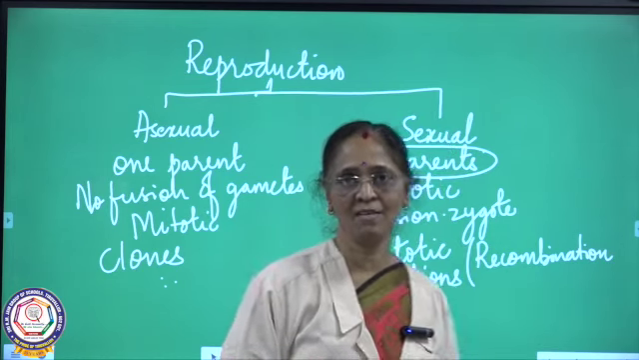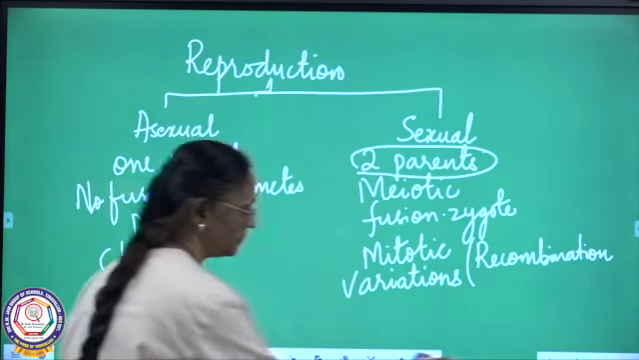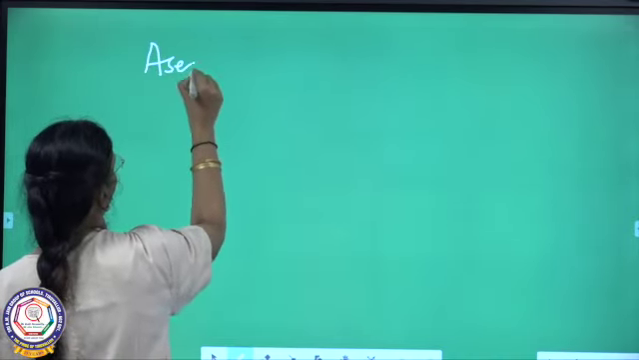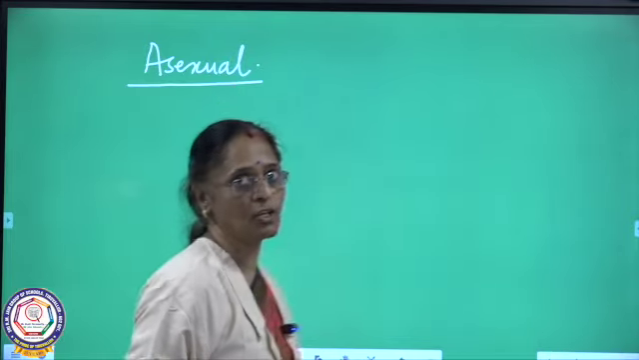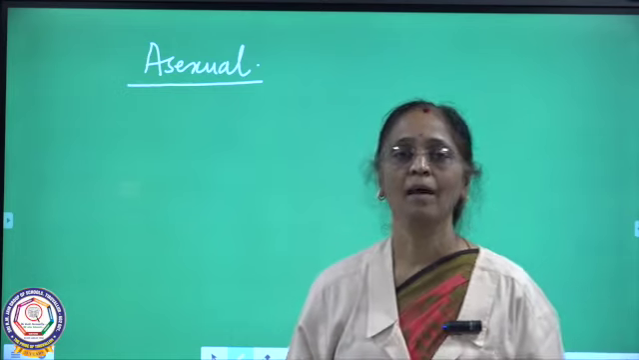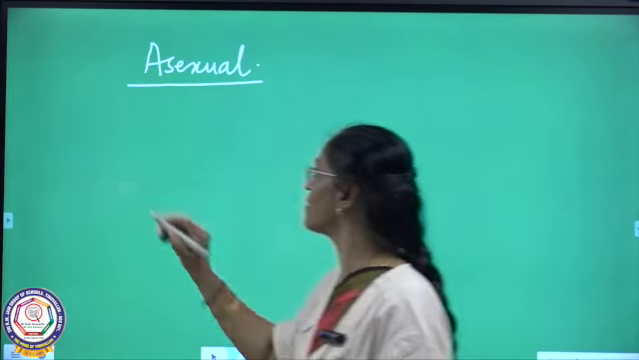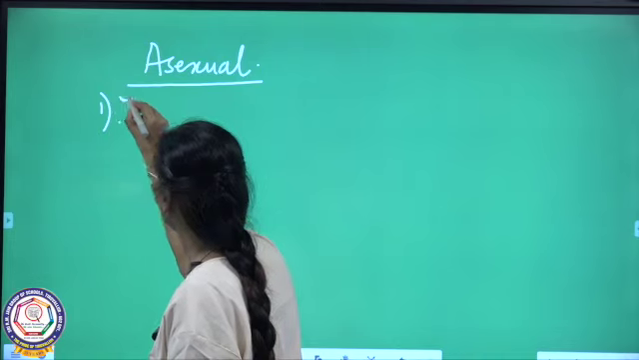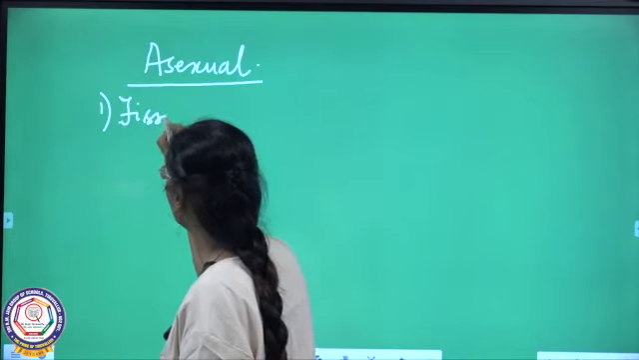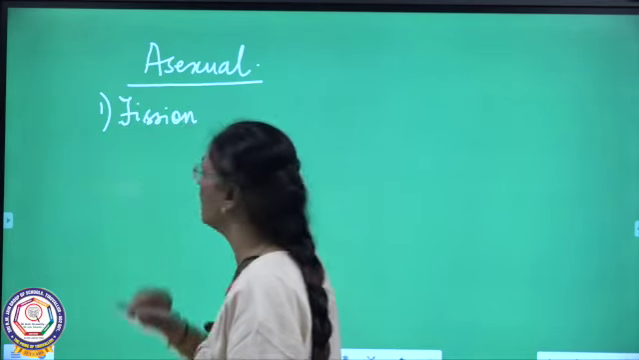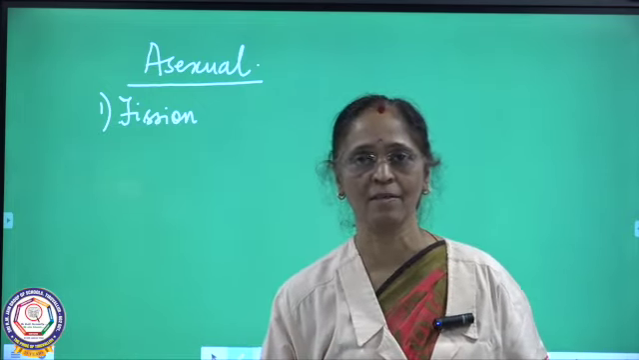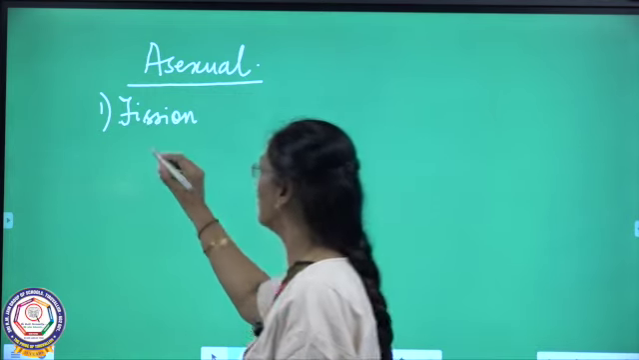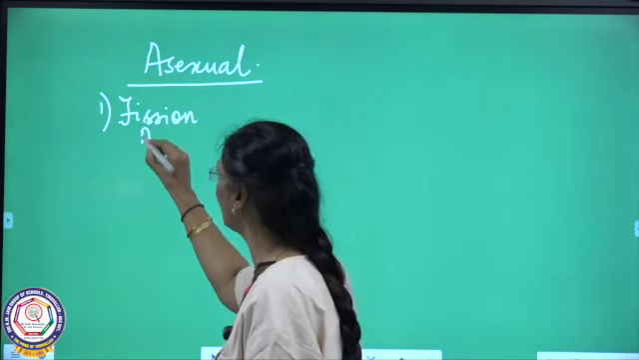Now, we will look into the asexual modes of reproduction. As we said, asexual reproduction involves only one parent. The first example we are going to see is fission. What is fission? It is nothing but splitting up of an organism. We can see it in amoeba and paramecium.